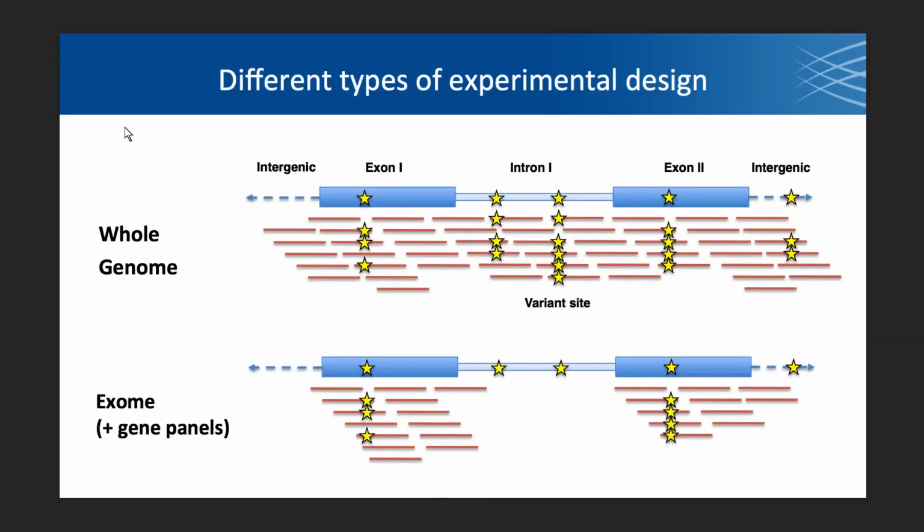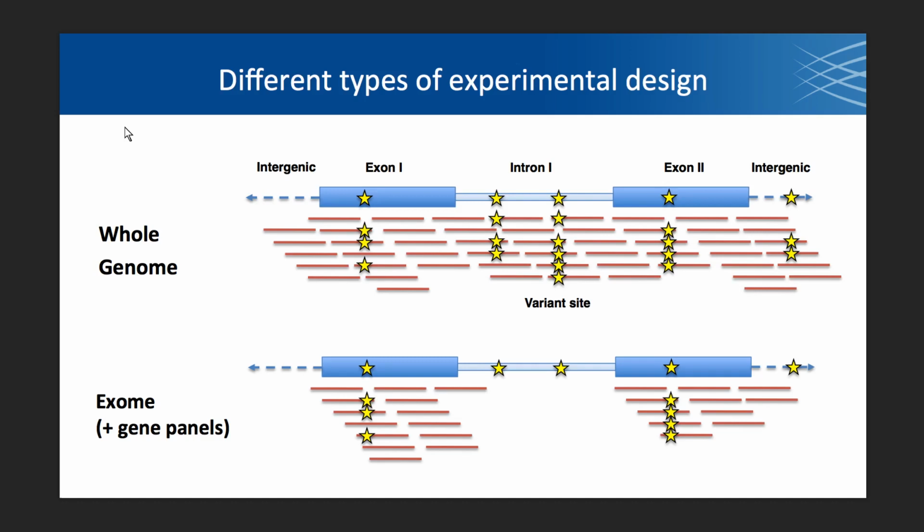So we have 2 main types of data that we are generating. One is whole genome sequencing. So whole genome sequencing, we basically, as it says, take the entire sample, and we extract reads. We read everything that we see there, and we can find variations that are either in exons or in introns or even intergenic. We will find reads over there.